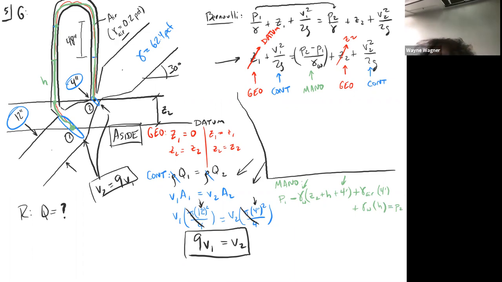As I always do with these manometer equations, I'm going to take this P1 and bring it over to the other side. So this becomes minus P1. Oh, well, it's a little scrunched in there.